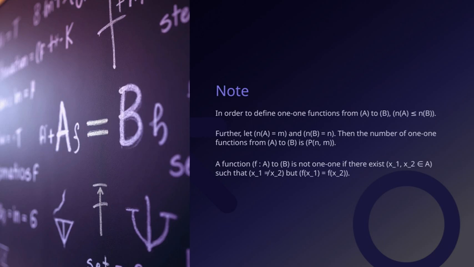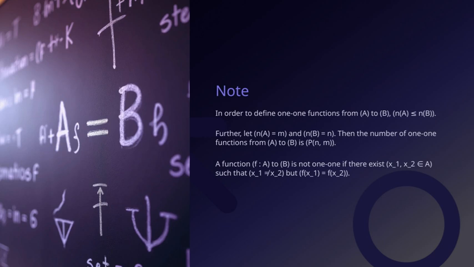Next, we introduce the notation for the sizes of sets A and B. If we let n(A) equal m, and n(B) equal n, then the number of one-to-one functions from A to B can be calculated using permutations, specifically P(n, m). This counts how many ways we can assign distinct images in B to elements in A without repetition.